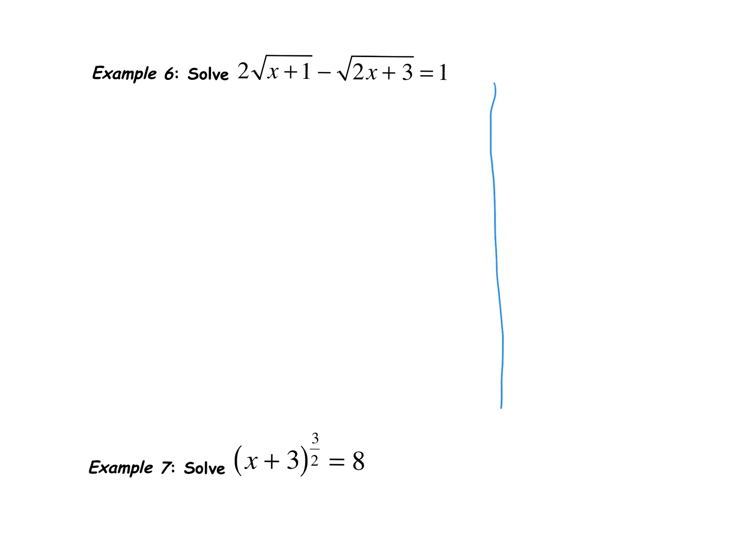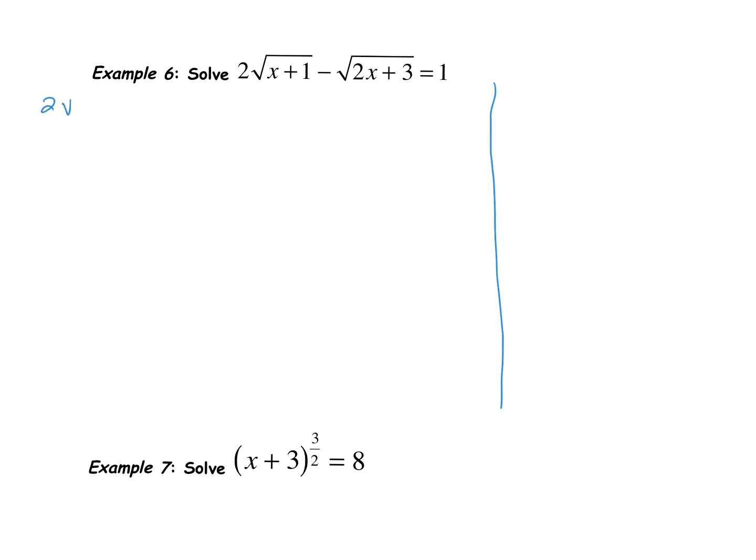This is the solution to example 6 from notes 1.6. And we're going to solve an equation that has two radicals in it. So normally when we solve an equation with a radical, we want to isolate that radical. So what I'm going to do is move the second radical over to the right side of the equation by adding rad 2x plus 3 to both sides of the equation.